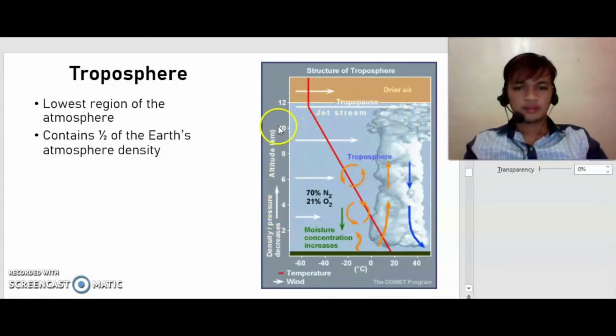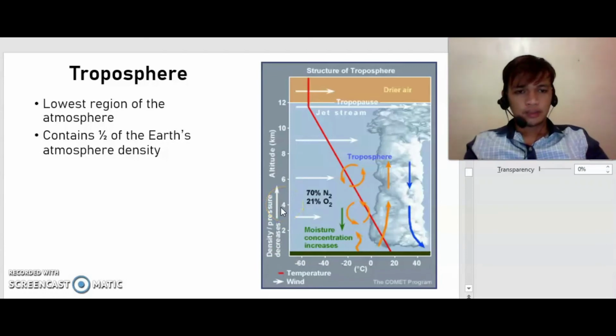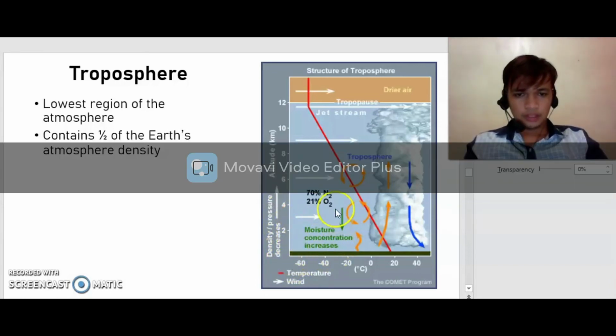At the left side of the graph, you can see there the density and pressure. As you increase the altitude, you decrease the atmospheric density and atmospheric pressure. Okay. So density and pressure are directly proportional, but inversely proportional to the altitude. Okay. So moisture concentration increases as you have a lower altitude.